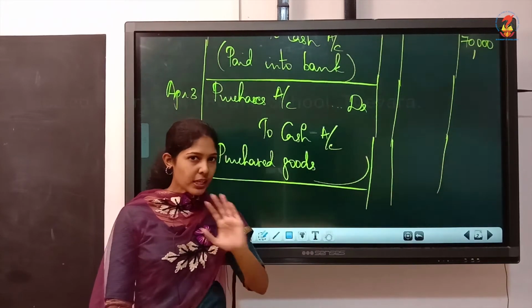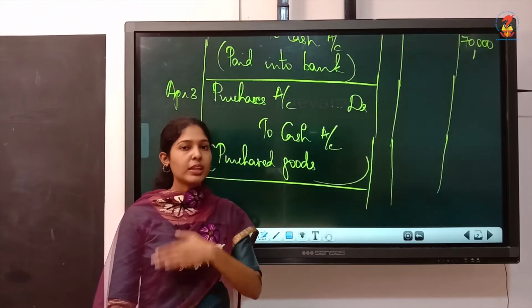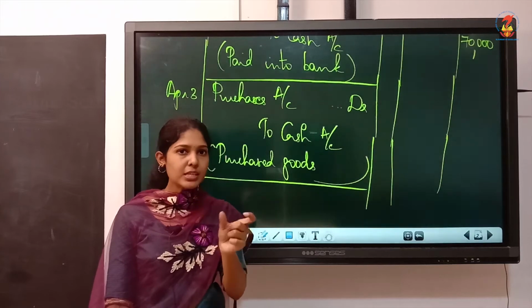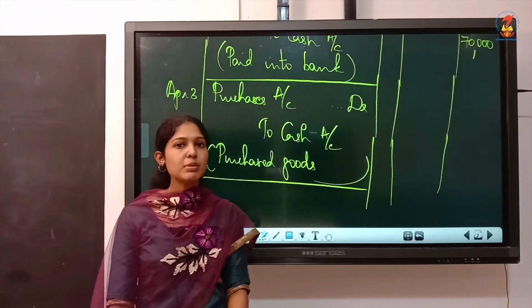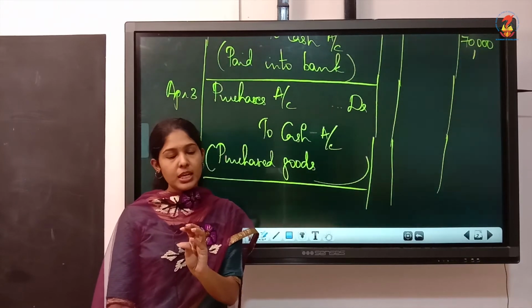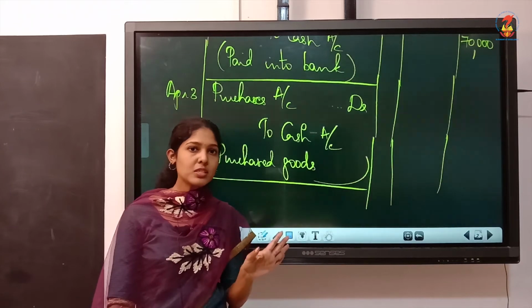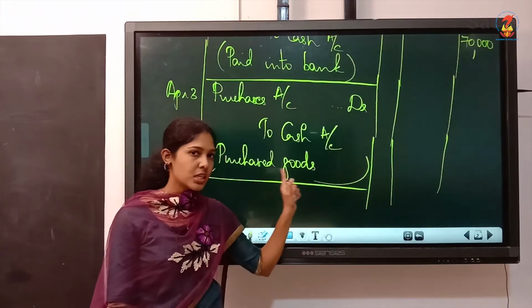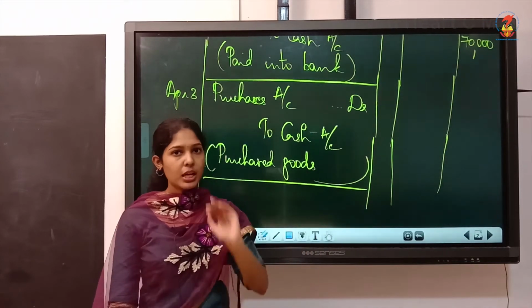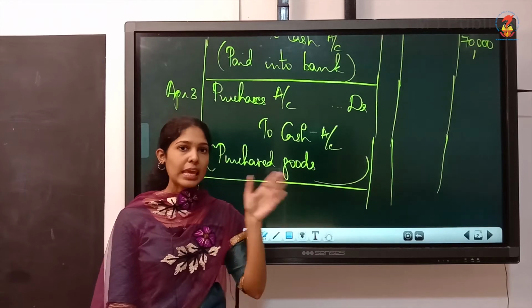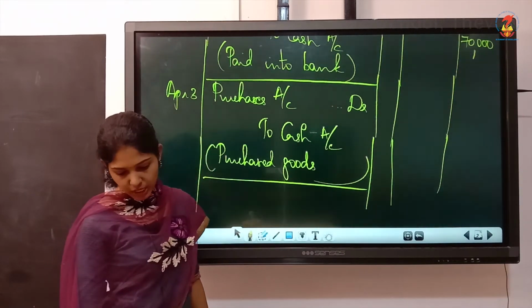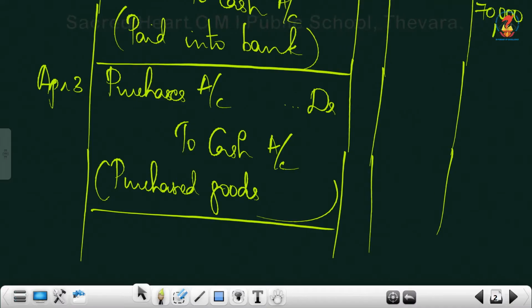basis. If nothing is mentioned in the question, like whether it is for cash or on credit, then one more hint is there. If the person's name or seller's name is mentioned in the question, that means it is on credit basis. Here nothing is mentioned. You must assume that this is for cash. But if the name is there, you must take it as a credit transaction. Okay, so purchases is debtor to cash. The amount is 5,000.